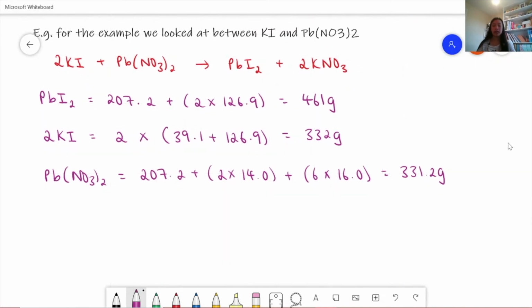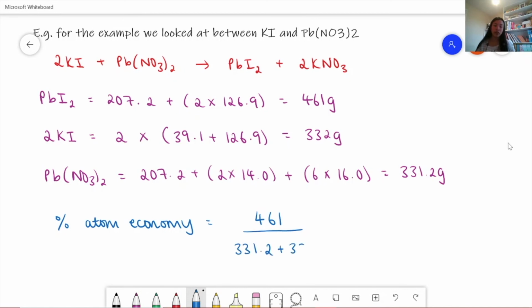So now we use the equation, and we have the percentage atom economy is equal to the mass of our desired product, which is the lead iodide. So we have 461 divided by the mass of the reactants, so 331.2 added with 332, and then multiplied by 100, and this gives us 70%. So it's actually got quite a high atom economy as well.